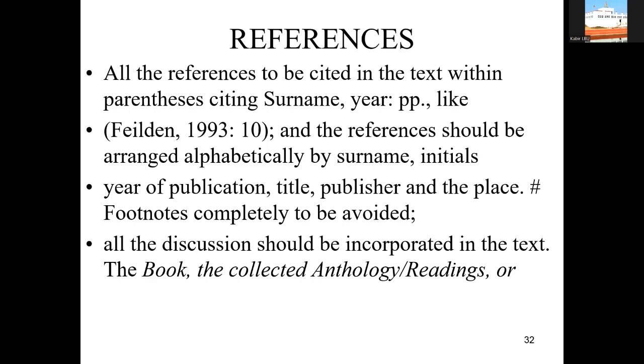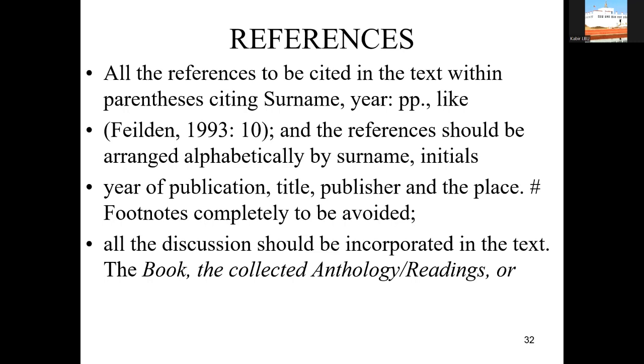Now the references should be arranged alphabetically by surname initials. You can put them by the surname, or alphabetically by initials if that is more common, like D.J. Kalupahana. You can put the year in which the book has been published, and then the title, like History of Causality. So: year of publication, title, publisher, and the place. Footnotes are to be completely avoided.